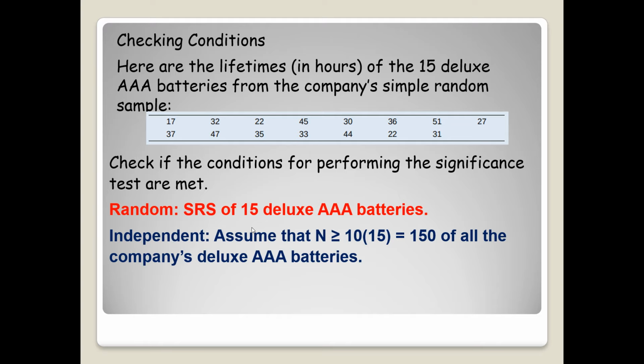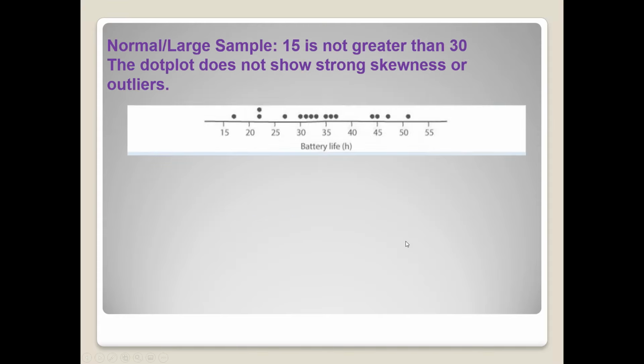Next, independence. Well, we have to assume some things. We have to assume that my N, which is my population, is greater than or equal to 10 times my sample, which comes out to be 150. I can assume that I have more than 150 AAA batteries, so I'm good there. The problem starts with the normal. Well, is 15 greater than 30? No. So therefore, we have to make a graph of some sort.